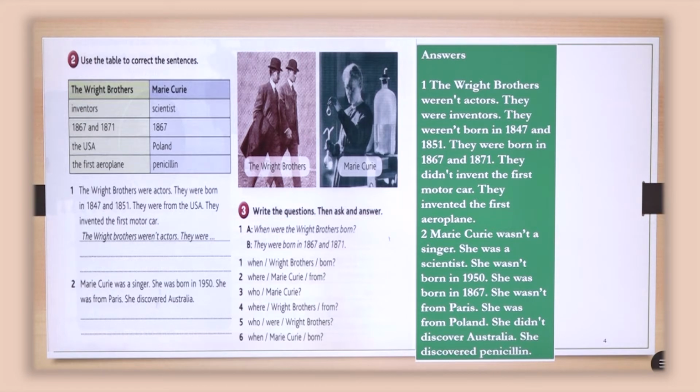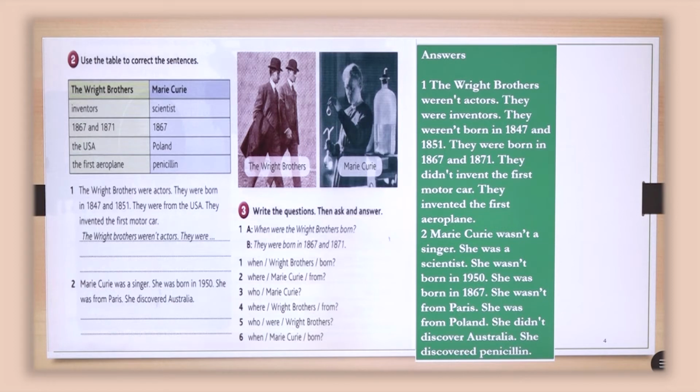Marie Curie. Marie Curie wasn't a singer. She was a scientist. She wasn't born in 1950. She was born in 1867. She wasn't from Paris. She was from Poland. She didn't discover Australia. She discovered penicillin.